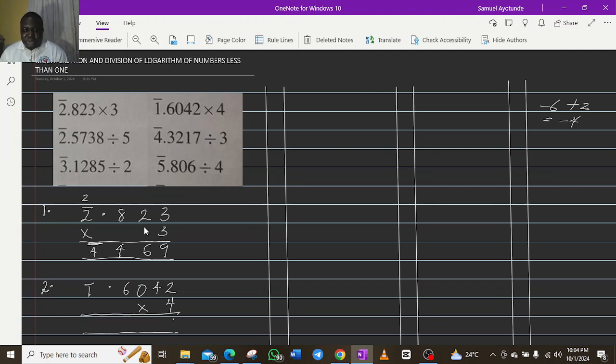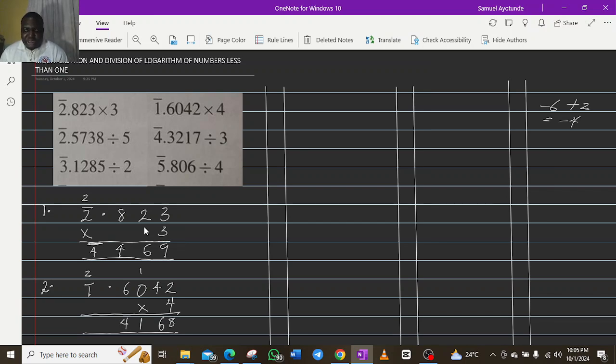4 times 2 is 8. 4 times 4 is 16. We write 6, we keep 1. 4 times 0 is 0 plus 1. We have 1. Then 4 times 6 is 24. We write 4. We keep 2.